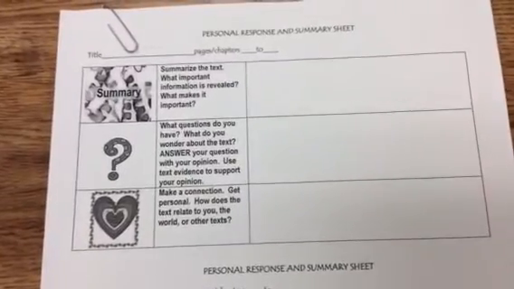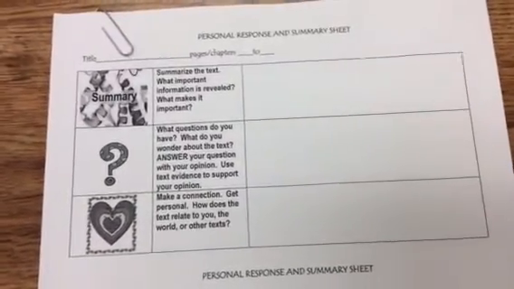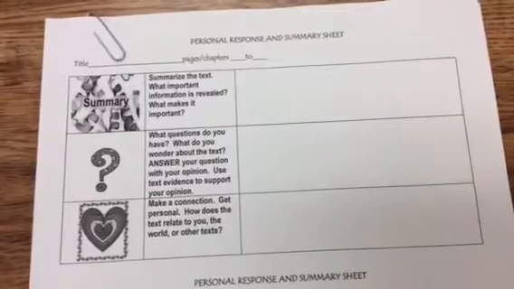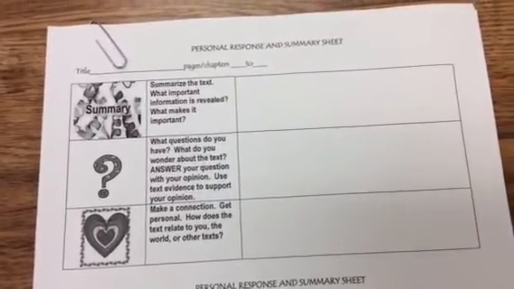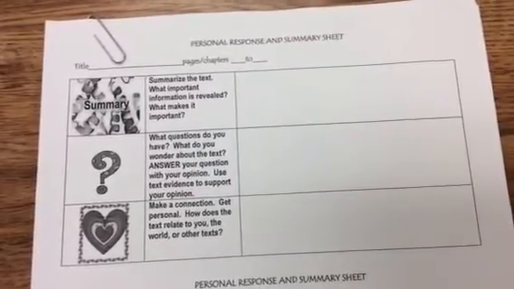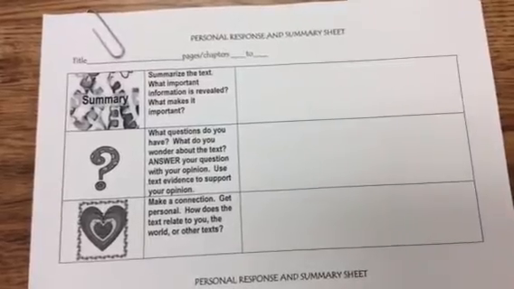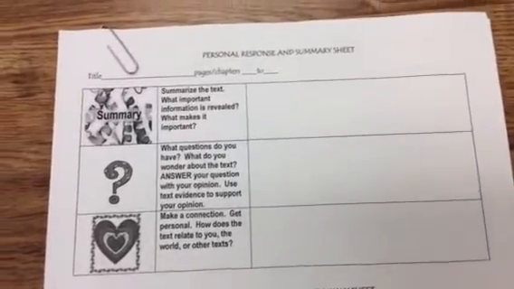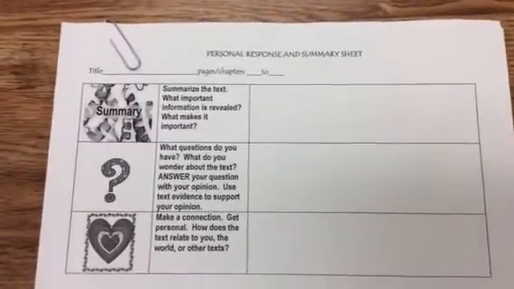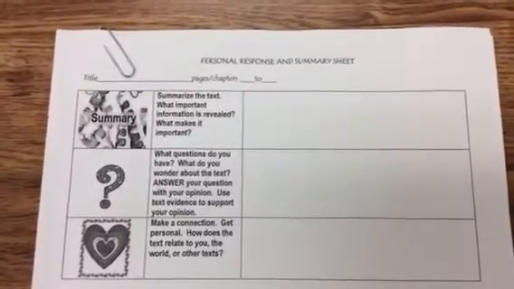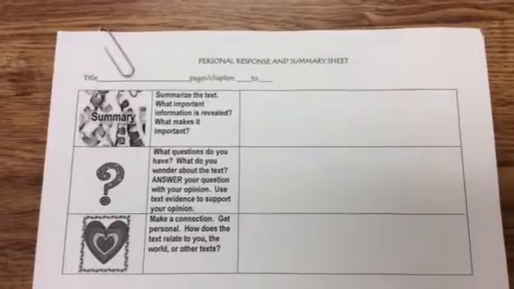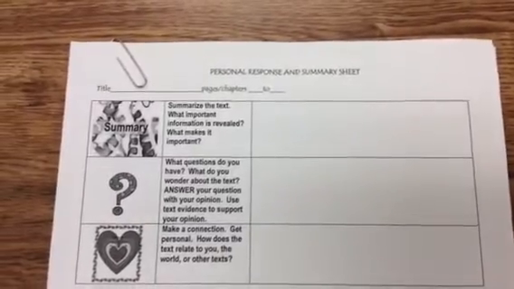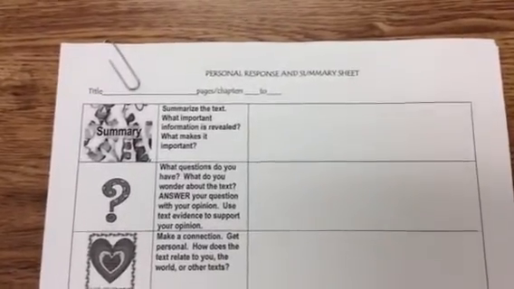So, you might wonder why something happened or why a character acted in the way he or she did. Question it and then find clues in the story to maybe support a prediction you're going to make. Well, that person acted in this way because. Then make a connection. Get personal. How does the text relate to you, the world, or other texts? So it's just a connection that you're going to make.